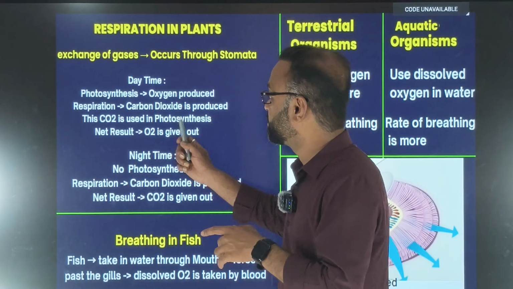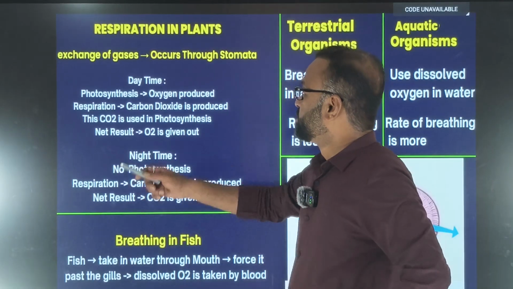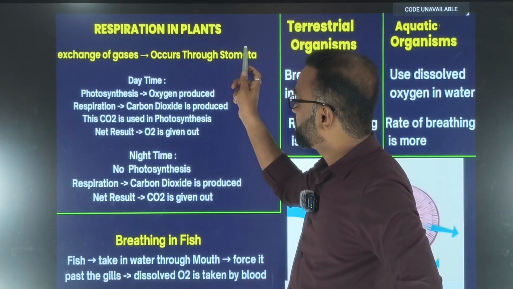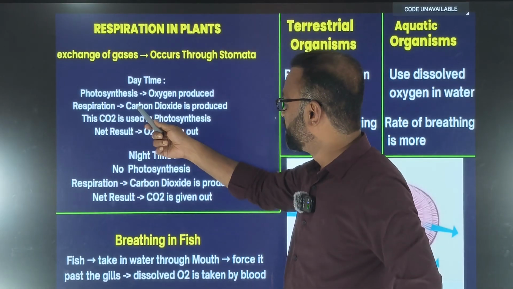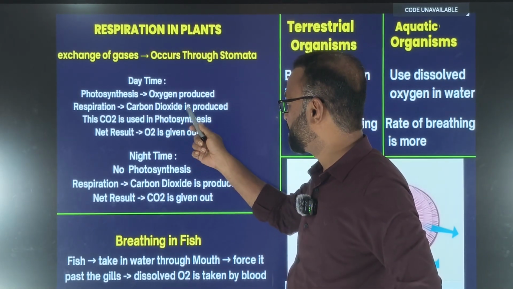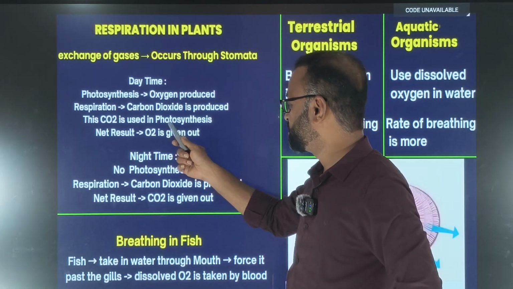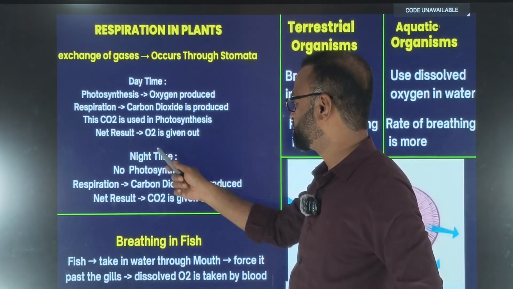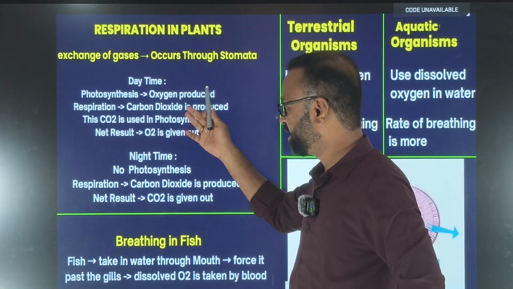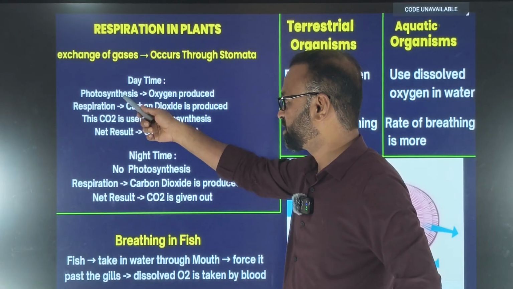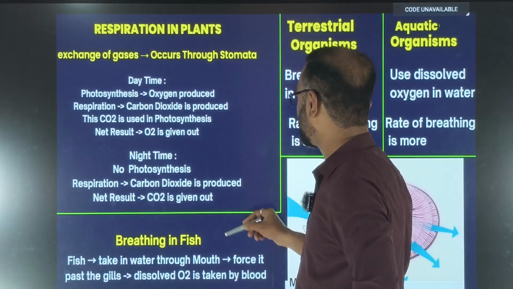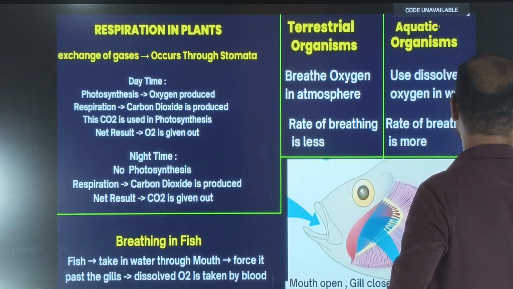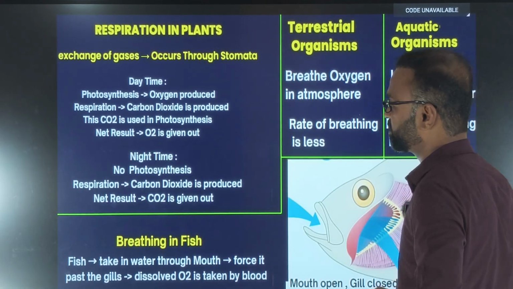What is the logic? See here, exchange of gases occurs through the stomata. Stomata we already discussed. And respiration means what? Carbon dioxide is produced. This carbon dioxide is used in photosynthesis. Net result, oxygen is given out during the daytime, when photosynthesis is taking place. But during the night time, there will be no photosynthesis. At night time, what is taking place?